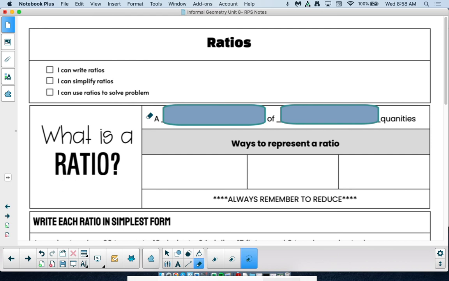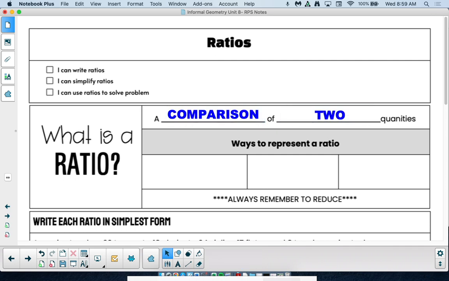We are starting our next unit, which is on ratios, proportions, and similar figures. So today your first lesson is on ratios, which is probably something you have worked with before and not realized it, or realized it and just never really thought about it. So let's figure out what a ratio is, okay? A ratio is just a comparison of two quantities.